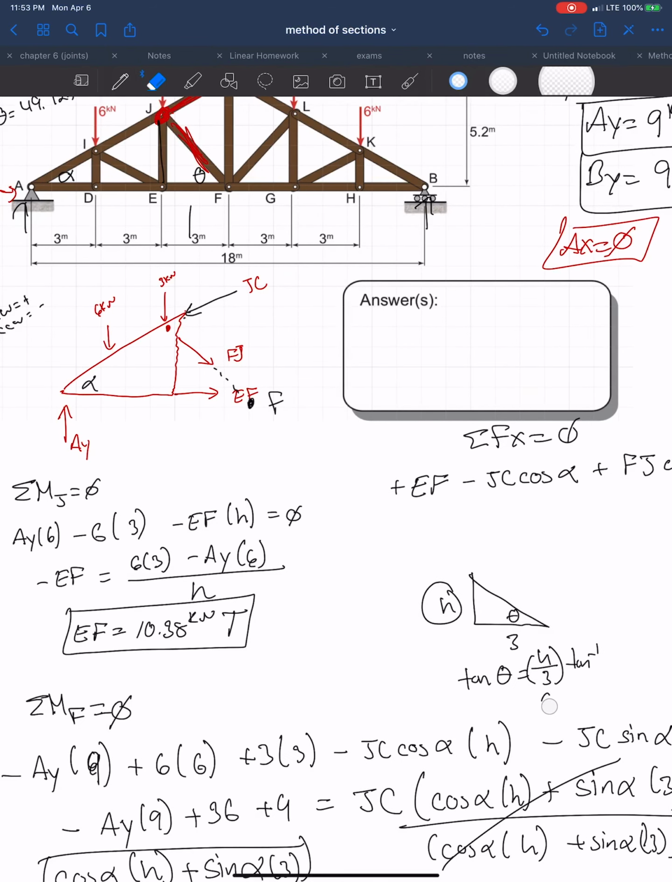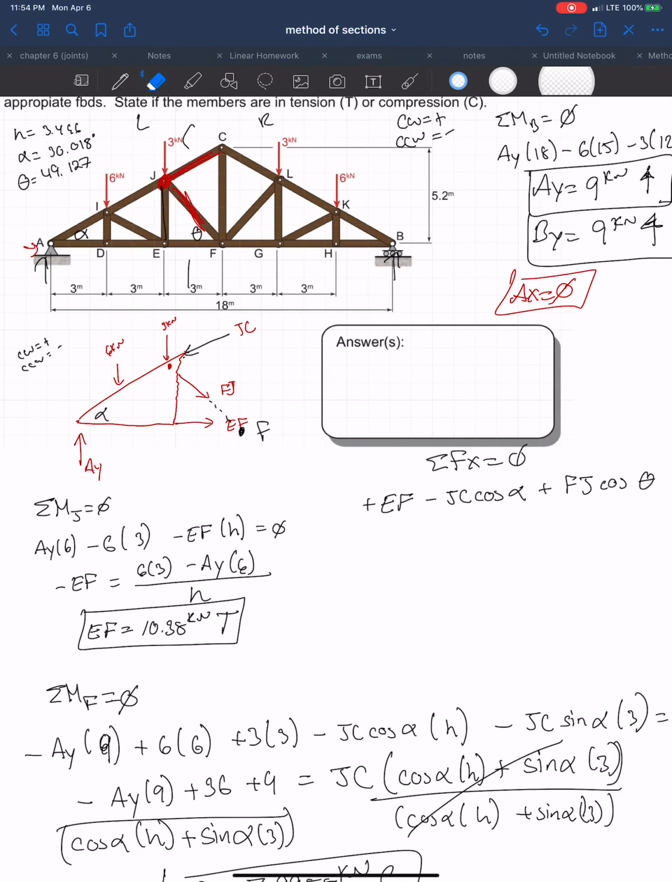You should know by now that statics has a lot of trig, and by now you should be really proficient at it. Spot those triangles real quick. Okay, so anyways, that equals 0. So we're going to look for FJ. FJ is equal to JC cosine minus EF. Divide that by cosine.